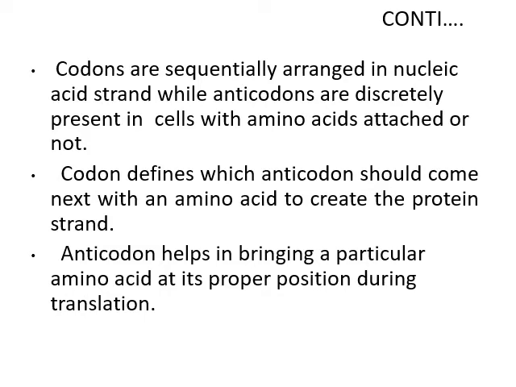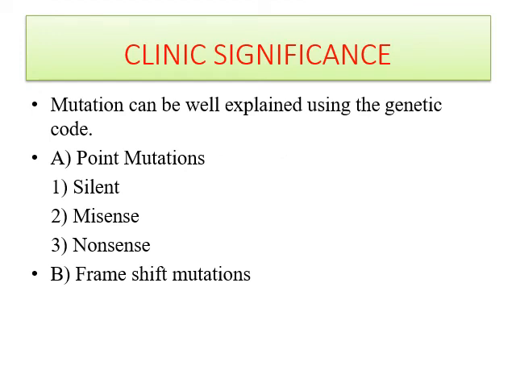Codon defines which anticodon should come next with an amino acid to create the protein strand, and anticodon helps in bringing a particular amino acid to its proper position during translation. So what is the clinical significance of genetic code? Mutation can be easily explained by using genetic code.